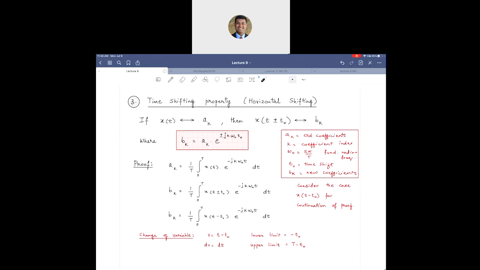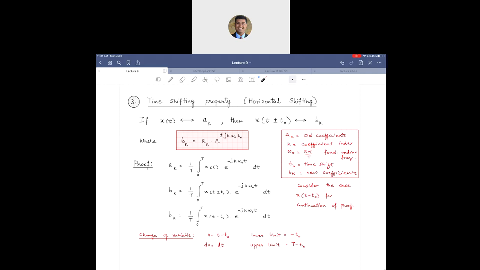Now, let me ask you this. By looking at this red box and the relationship between b sub k and a sub k, can you state two things? The first is the magnitude relationship between b sub k and a sub k. Can I say that the magnitude of b sub k and a sub k are the same? The magnitude doesn't change when you do a horizontal shift.